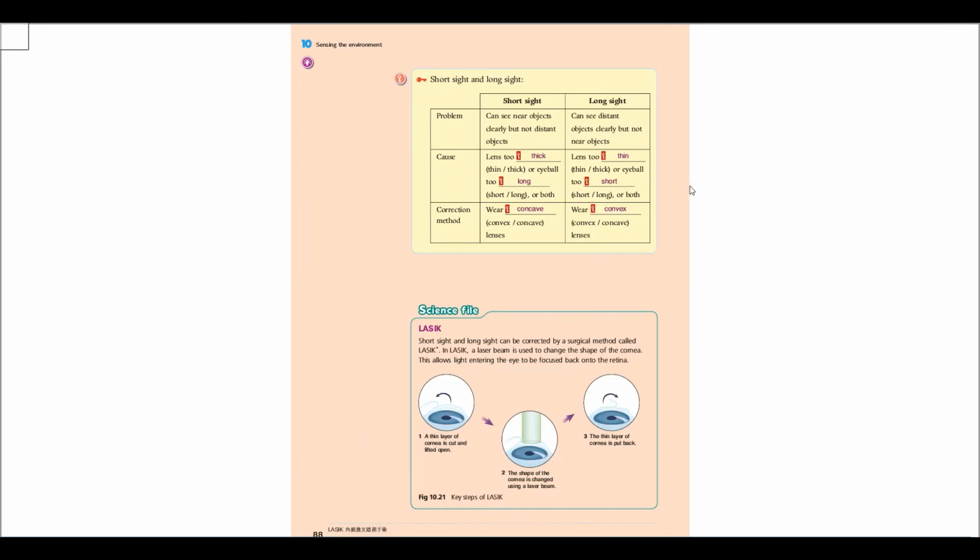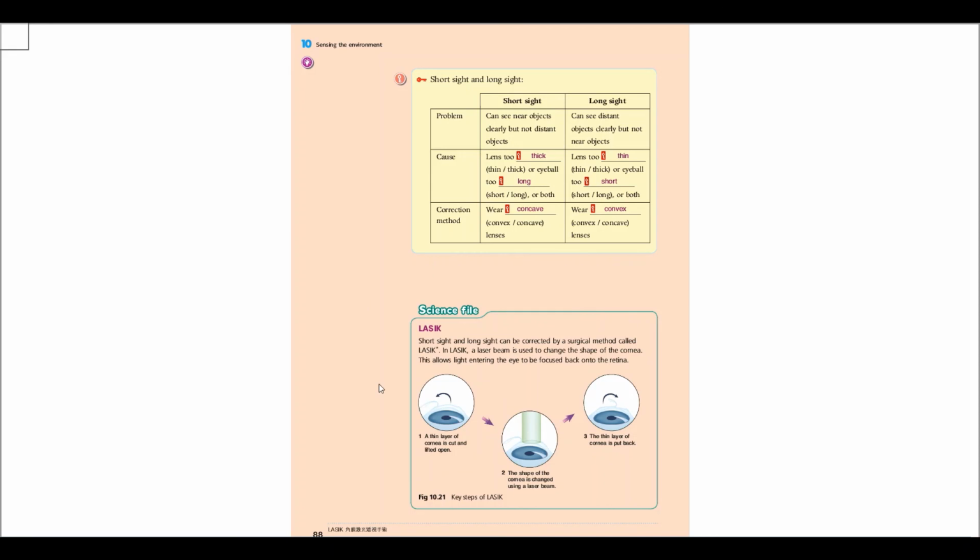Okay, again in the yellow box, just a quick conclusion. So the short-sighted problem would be near objects okay, but distant objects not okay. Because the lens is too thick or the eyeball too long, you have to wear concave lenses, to make the light rays separate first, alright? So for long sight, the problem would be distant objects okay, but near objects not okay. So remember, exactly the opposite of short sight. So the lens being too thin or the eyeball being too short, and you should wear a convex lens. So this is the part about short sight and long sight.